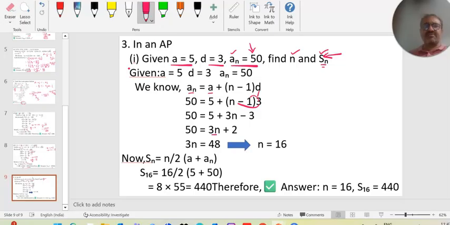So Sn = n/2 (a + an) లేదా a + l ఏదైనా తీసుకోవచ్చు. So our n is 16 means S16 = 16/2 (5 + 50). So 8 into 55, 440. Therefore the answer: n = 16 and S16 = 440.